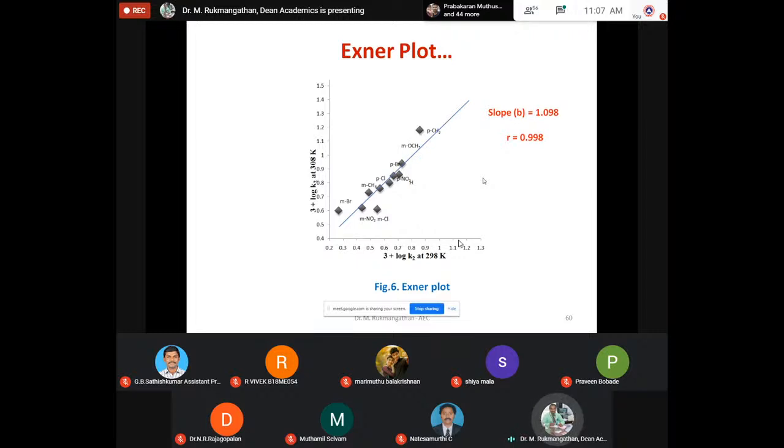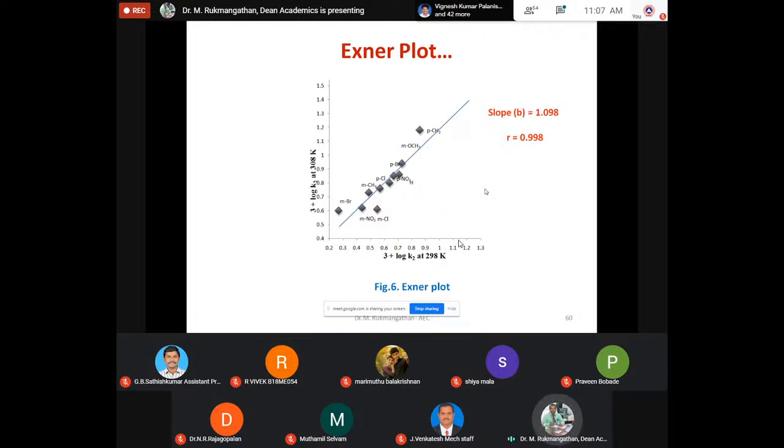What is called the Exner plot? The Exner plot is a graph plotted between the rate constant values obtained at two different temperatures of the kinetic study. Since the Exner plot is almost a straight line, with the correlation coefficient R equal to 0.998, we can come to the conclusion that all the substituted benzyl alcohols as well as the parent benzyl alcohol follow the same unified mechanism. We need not formulate different mechanisms for each and every benzyl alcohol.